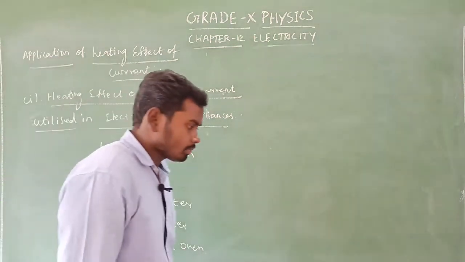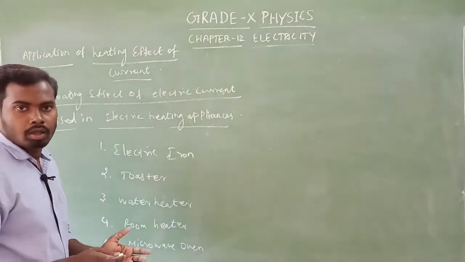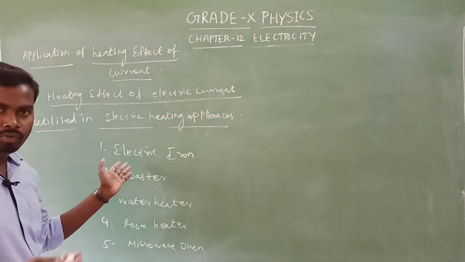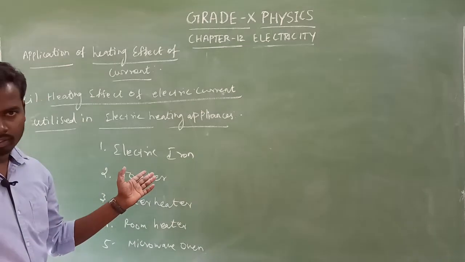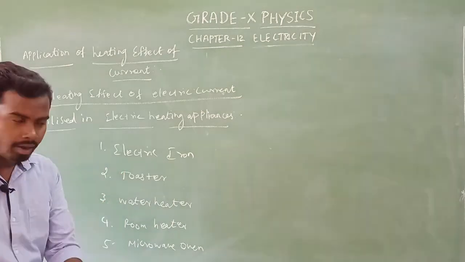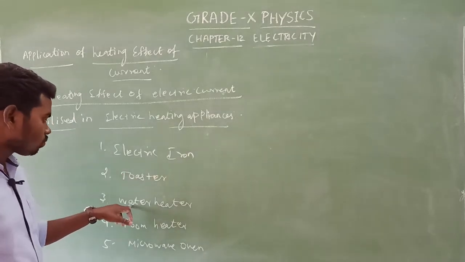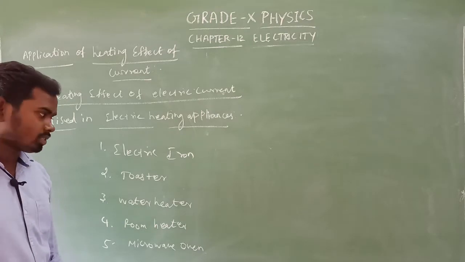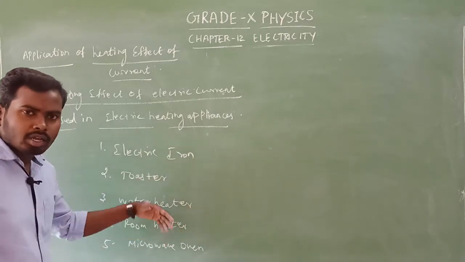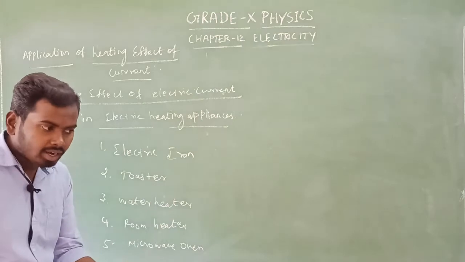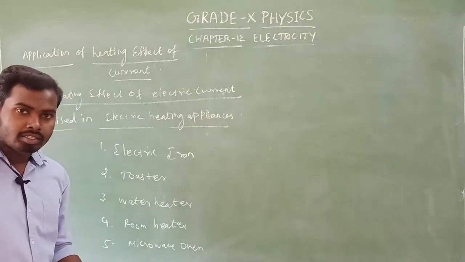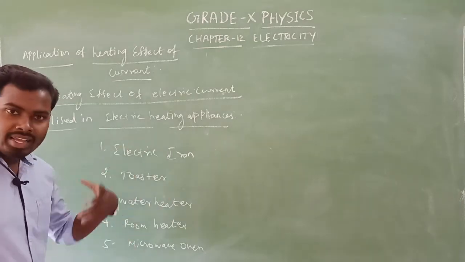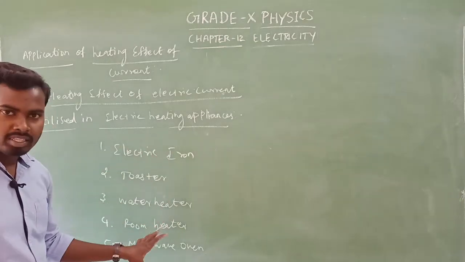Okay, look here. In everyday life, we utilize the heating effect of electric current in different ways, by electrical appliances such as electric iron, toasters, water heater, room heater, microwave oven, and many more, isn't it? Yes. These electrical appliances convert electrical energy into heat energy in a large amount, isn't it? So we utilize the heat produced by these appliances in different ways.